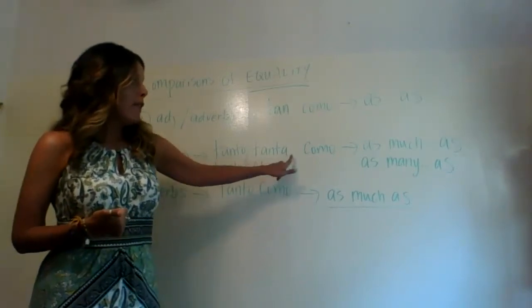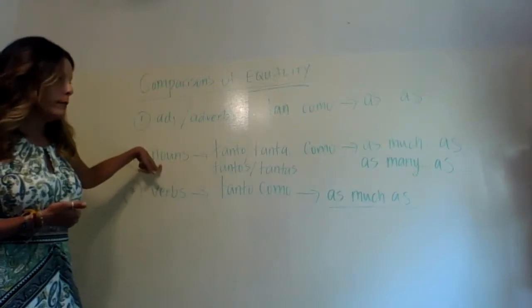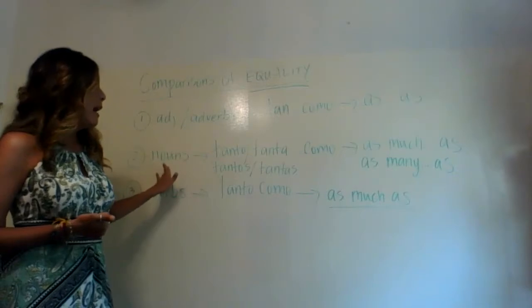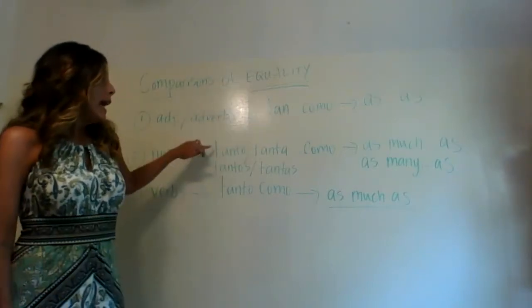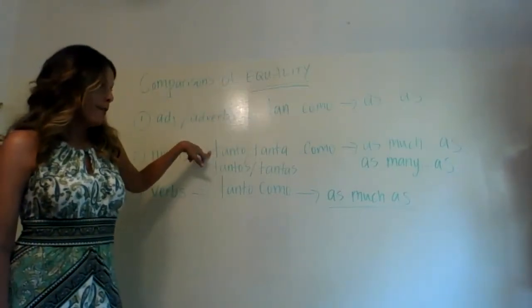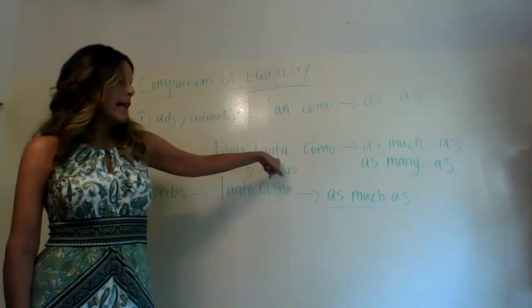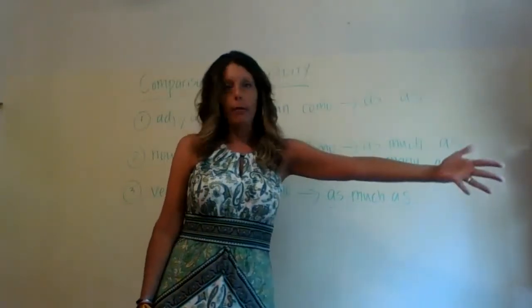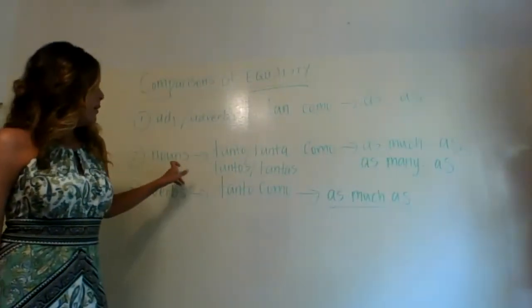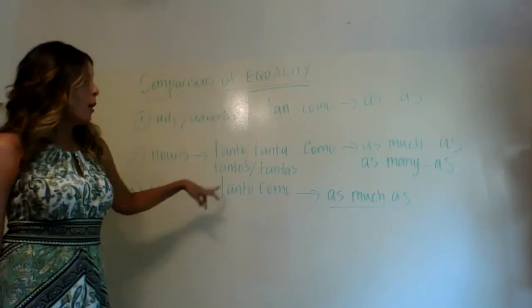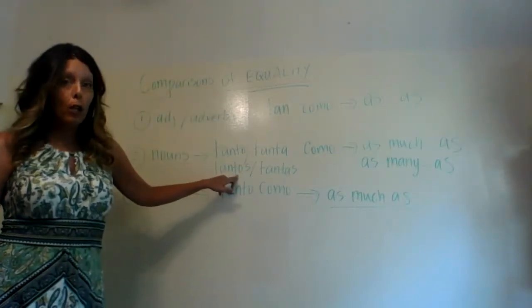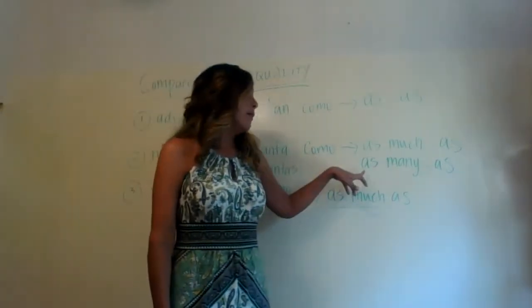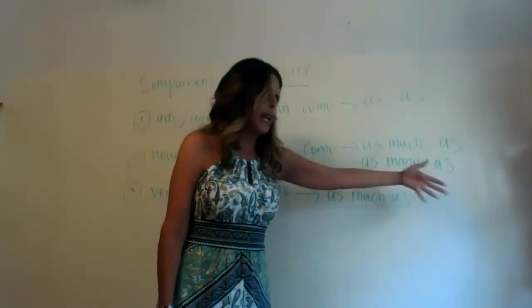So then where we have this dot, dot, dot, we'll usually see a noun, and then we have the word como. Notice that whenever we're using nouns with comparisons of equality, and our nouns are singular, we're using tanto or tanta, and it means as much something as somebody else, maybe. When we're using nouns with comparisons of equality and our nouns are plural, we have tantos or tantas, and then our como, and it's going to mean as many something as somebody.